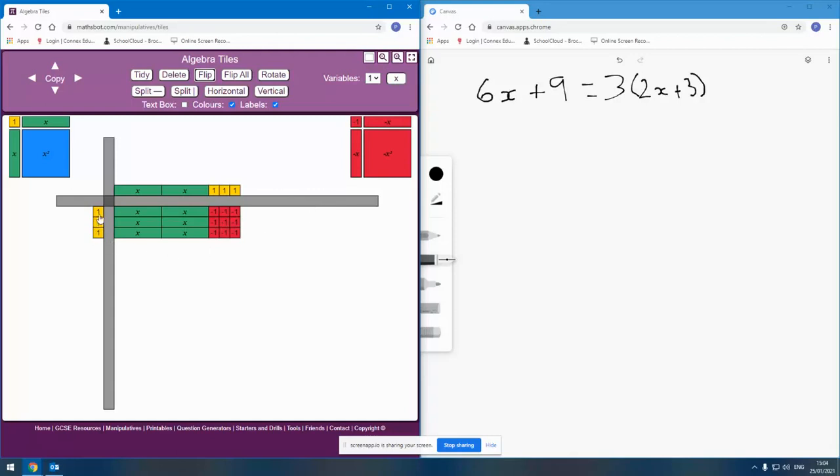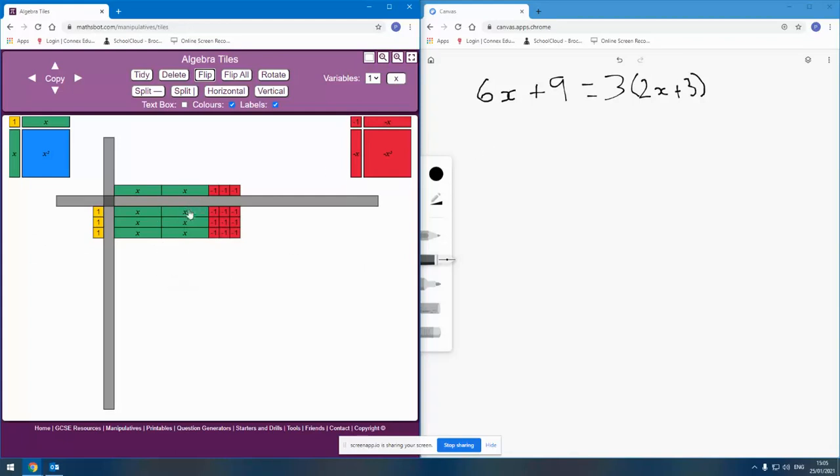I can see that the only way I can make this negative 9 is to either flip these, but that would make the x's negative as well, or flip these. So what I've got to do is flip these round. This keeps the 6x positive, but makes this negative 9. So in that case, 6x minus 9 would be 3 bracket 2x minus 3. And I can change different signs here.